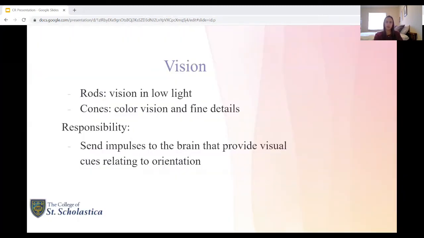The next component is vision. The sensory receptors in the retina are called rods and cones. Rods help vision in low light, such as during night, and cones are for color vision and for very fine details. The responsibilities of rods and cones are to send impulses to the brain that provide visual cues relating to orientation, which happens when light strikes them.